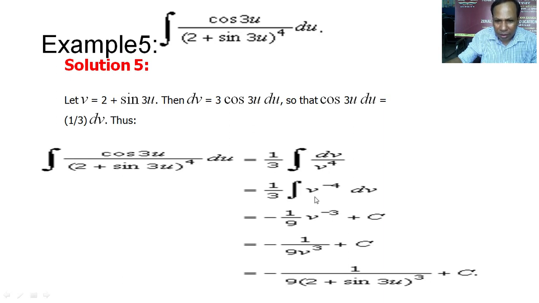So integration of v to the power minus 4 is v to the power minus 4 plus 1 by minus 4 plus 1. On simplification that becomes minus 1 by 9 v to the power minus 3 plus constant. So v to the power minus 3 means 1 by v cube, so it becomes minus 1 by 9 v cube plus constant. Now putting the value of v, it is minus 1 by 9 into (2 plus sin 3u) whole cube plus constant.